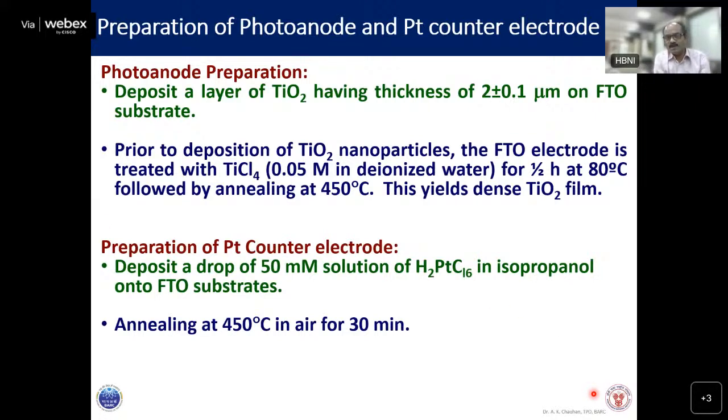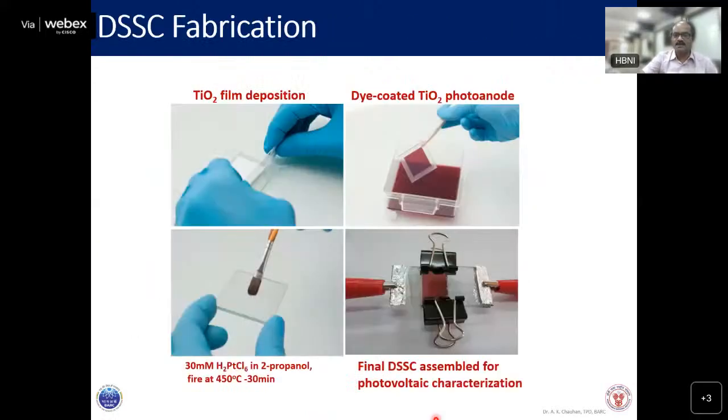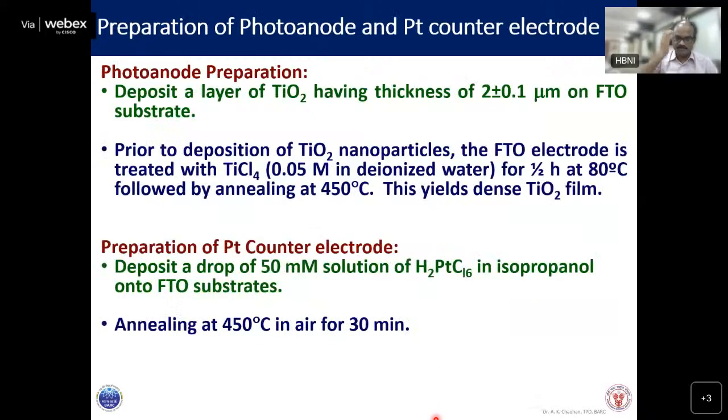Now, how to prepare the platinum counter electrode? Because platinum is very expensive, you just don't evaporate platinum. So you have FTO material, and over the FTO one uses chloroplatinic acid, which decomposes at 450 degrees centigrade and gives a very thin layer of platinum.